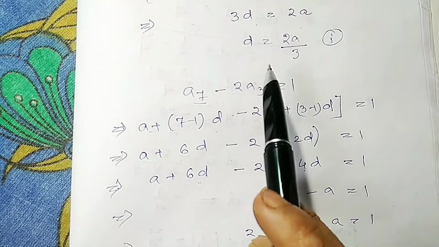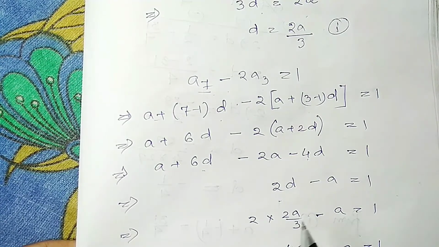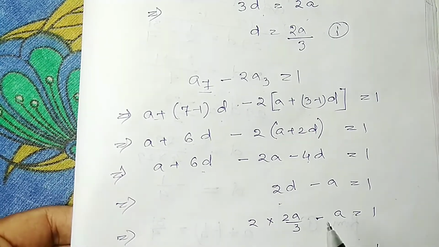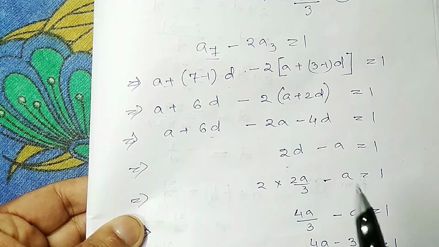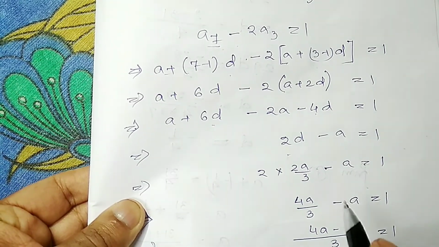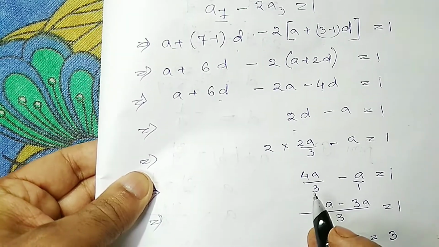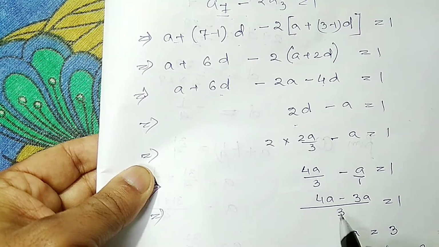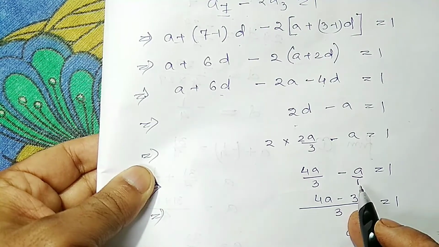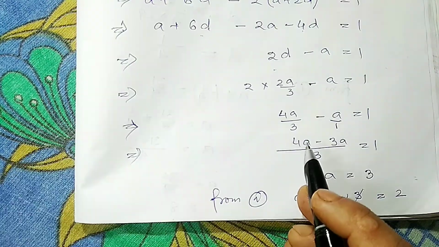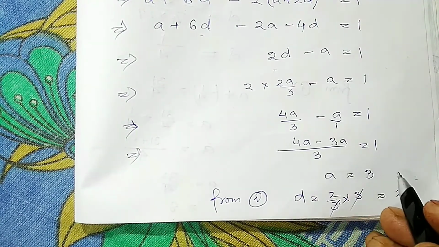Now already you know the value of d is twice a by 3. So if you replace d by twice a by 3, I am going to get 2 into twice a by 3 minus a equals 1. So 2 into 2 is 4a by 3 minus a equals 1. Now here the denominator of a is 1, so if I take the LCM of 3 and 1, I am going to get 3. 3 divided by 3 is 1, 1 into 4a, minus 3 divided by 1 is 3, 3 into a, 3a, equals 1. Now 4a minus 3a equals a, and 3 into 1, if I cross multiply, I am going to get 3. So we got the value of a.